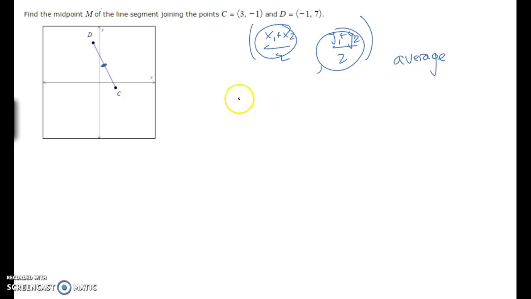So this midpoint is going to be 3 minus 1 over 2. That's the average of the x values, is of course going to be equal to 1. And then the average of the y values, negative 1 plus 7 over 2, is going to be 3.